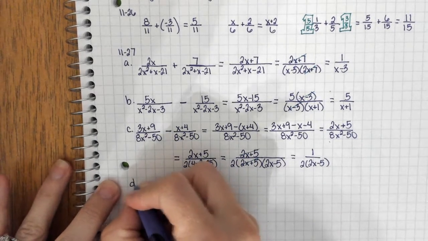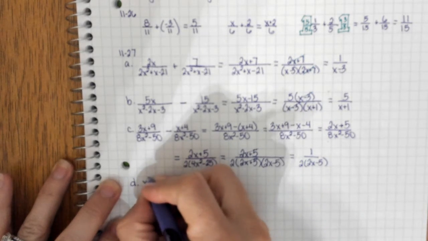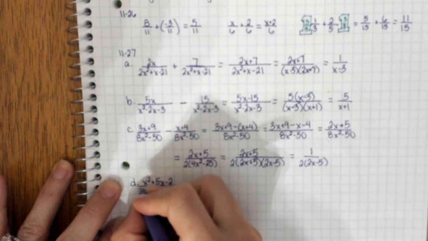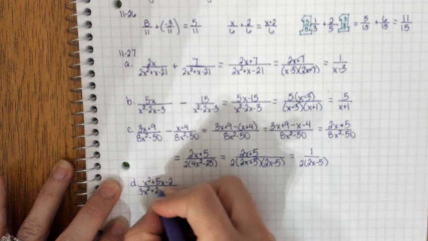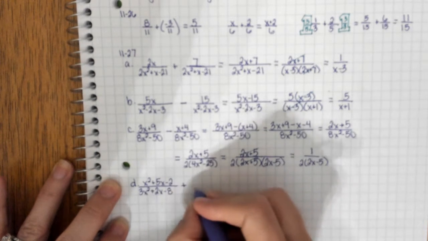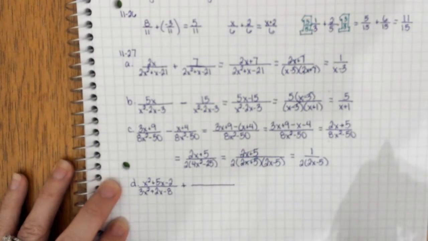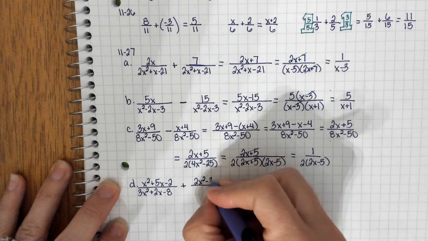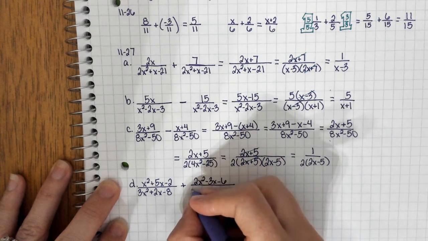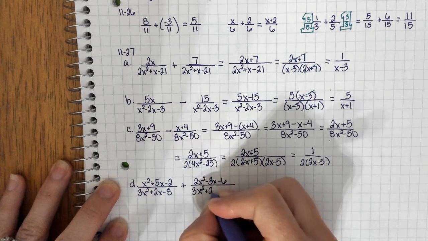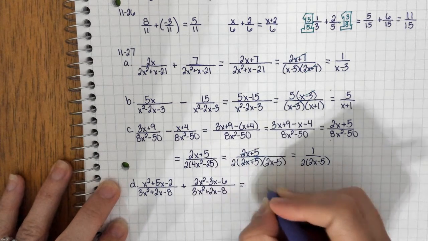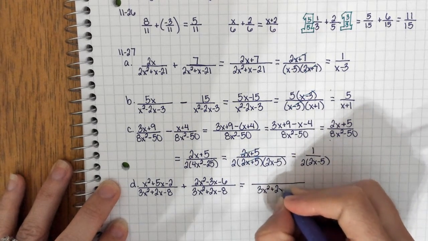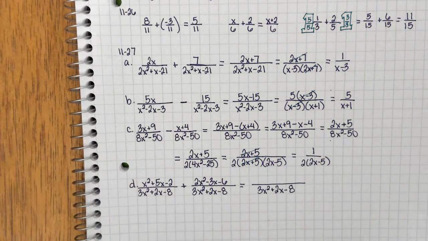And finally, part D here. We have x squared plus 5x minus 2 over 3x squared plus 2x minus 8 plus, when it's addition, that's nice, you don't have to worry about distributing any negative. My second numerator is 2x squared minus 3x minus 6, and my second denominator is the same as the first one. So common denominator, I'm just going to keep it right away. 3x squared plus 2x minus 8. I can worry about factoring later.